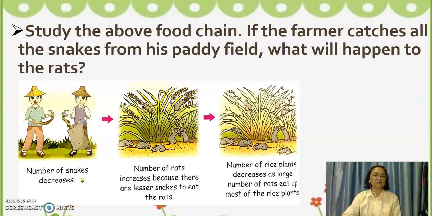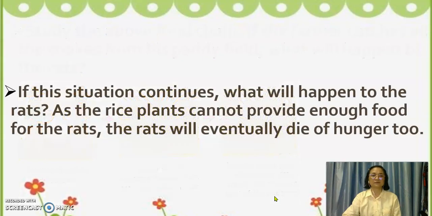First, the number of snakes decreases. Then the number of rats increases because there are fewer snakes to eat the rats. And then the number of rice plants decreases as a large number of rats eat up most of the rice plants. If this situation continues, what will happen to the rats? As the rice plants cannot provide enough food for the rats, they will eventually die of hunger too.